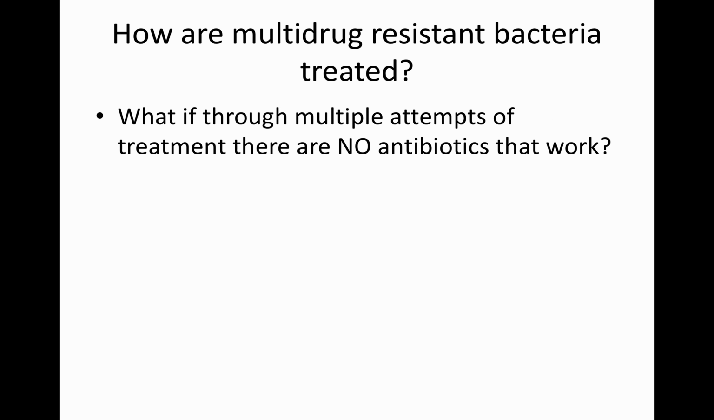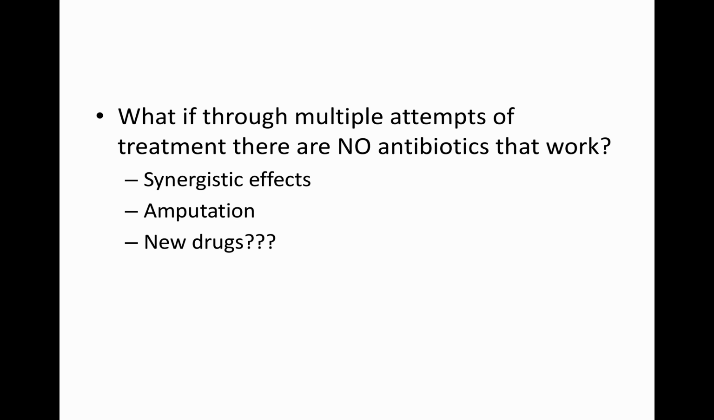So here's a question: how are multi-drug resistant bacteria treated? I mentioned that some antibiotic-resistant bacteria can pump out 10 or more different antibiotics. So what if through multiple attempts there are no antibiotics that work? If you haven't already watched Hunting the Nightmare Bacteria, there are some examples in that video that show that there were no antibiotics that treated these people's infections. So what had to happen?